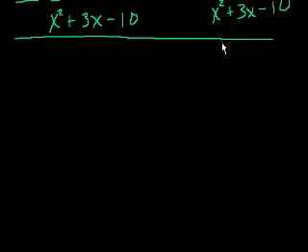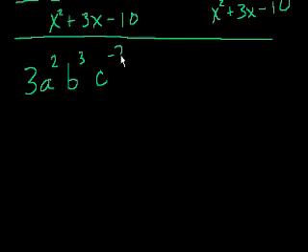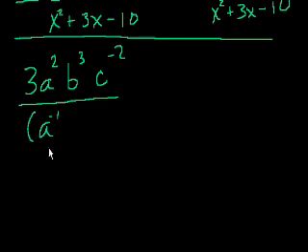Next problem. I'm almost out of space. I'll draw a line here just so you don't get distracted. What is a simplified form of 3a squared b to the third c to the minus 2, all of that over, interesting, a to the minus 1 b squared c, and all of that is to the third power?